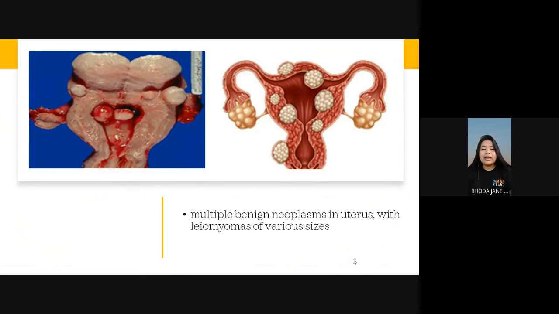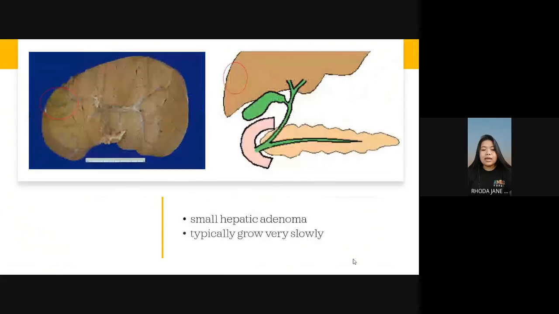Another example, as seen in this uterus, it has multiple benign neoplasms with leiomyomas of various sizes. But they are all benign and well circumscribed firm white masses. This is an example of hepatic adenoma, a rare benign neoplasm but one that demonstrates how well defined a benign tumor can be. Adenomas typically grow very slowly and look like a small mushroom with a stalk.